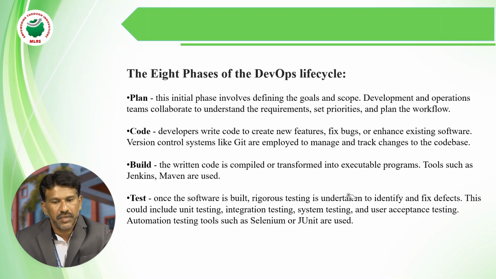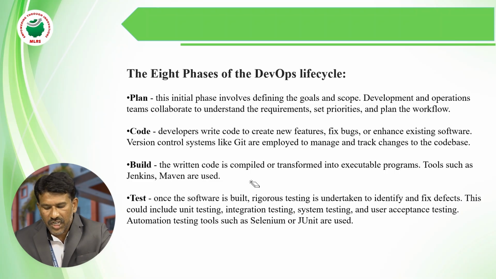Coming to the building department, we can also call it development. In this building and development, the written code is compiled and transformed into executable programs. Whatever code we write and complete, that completed code is compiled and transformed into executable programs, using tools for building and development purposes. Tools we can use are like Jenkins and Maven. There are a few tools available.